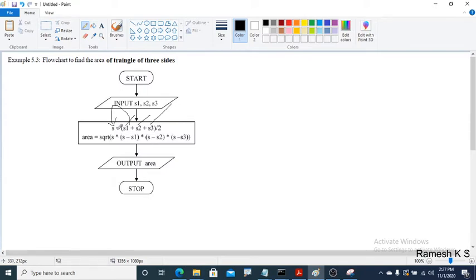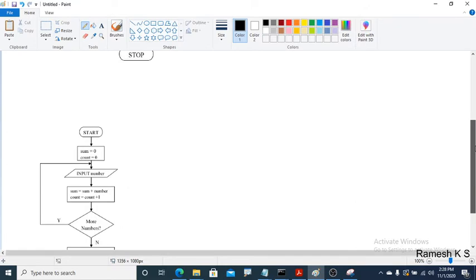So further, the S value will be substituted here. Again here, the side 1, side 2 and side 3 values we inputted from this. So finally, with the help of square root, it will compute the value. The final value will be moved into this variable, the area variable. So finally, we are displaying the area value. That is the final output. This is the area of a triangle. So let us move on.